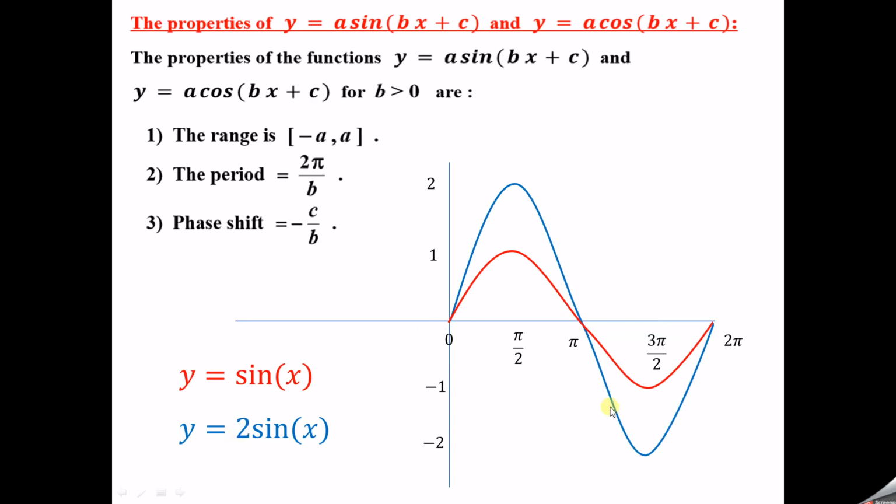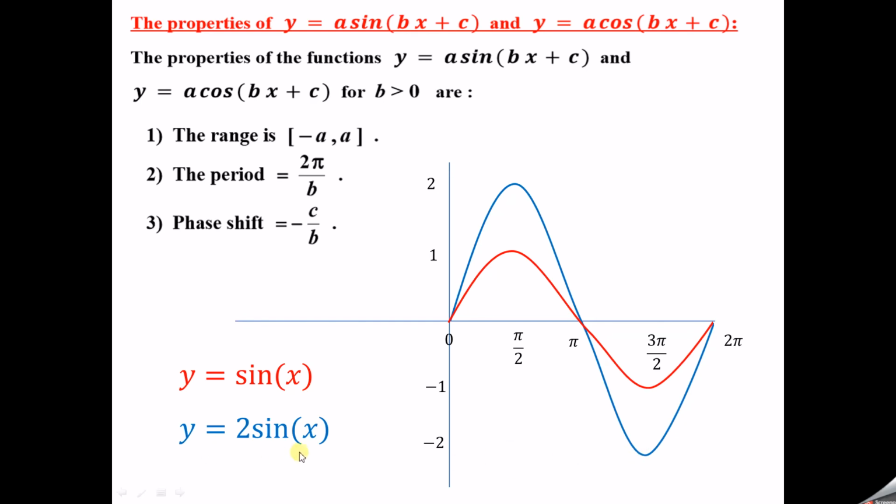So we can draw the graph of those two curves. Y equals sin x, the curve in red color, is periodic with period 2 pi. There is no phase shift, and the range is between minus 1 and plus 1. The minimum value of the function y equals sin x is minus 1. The maximum value is plus 1. Whereas for y equals 2 sin x, the maximum value is 2 and the minimum value is minus 2.